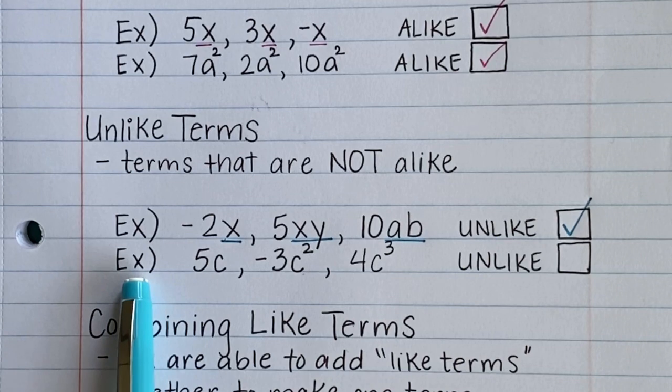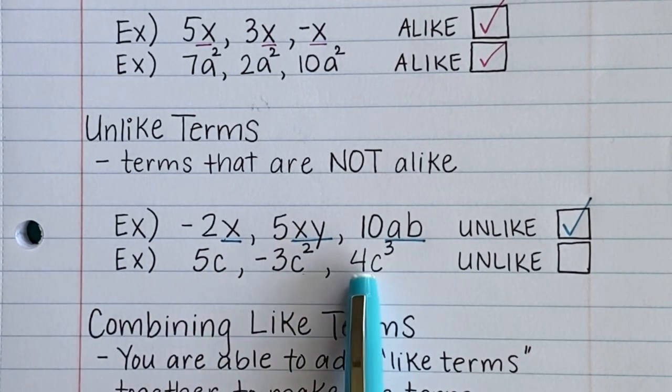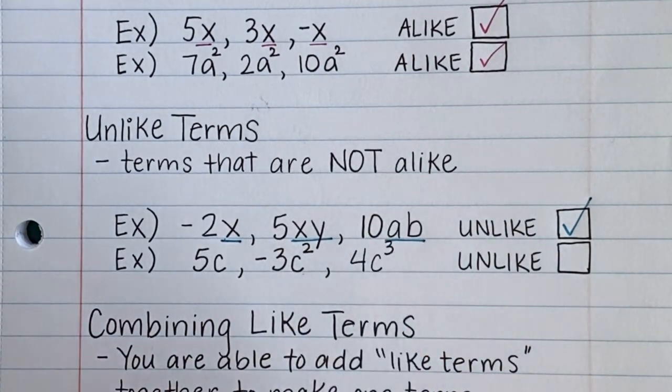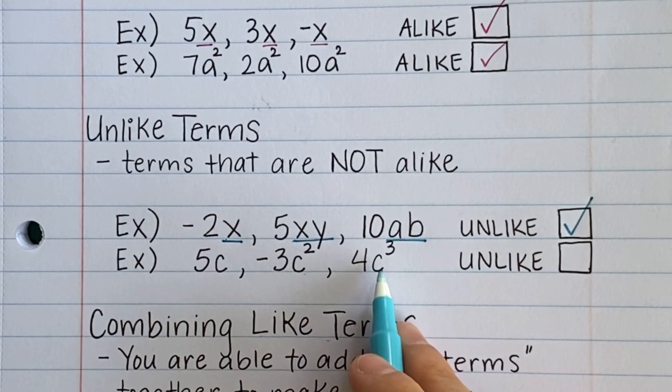Let's look at this second example. We have 5c, -3c squared, and 4c cubed. Although the variables are the same, right? c, their exponents are different.